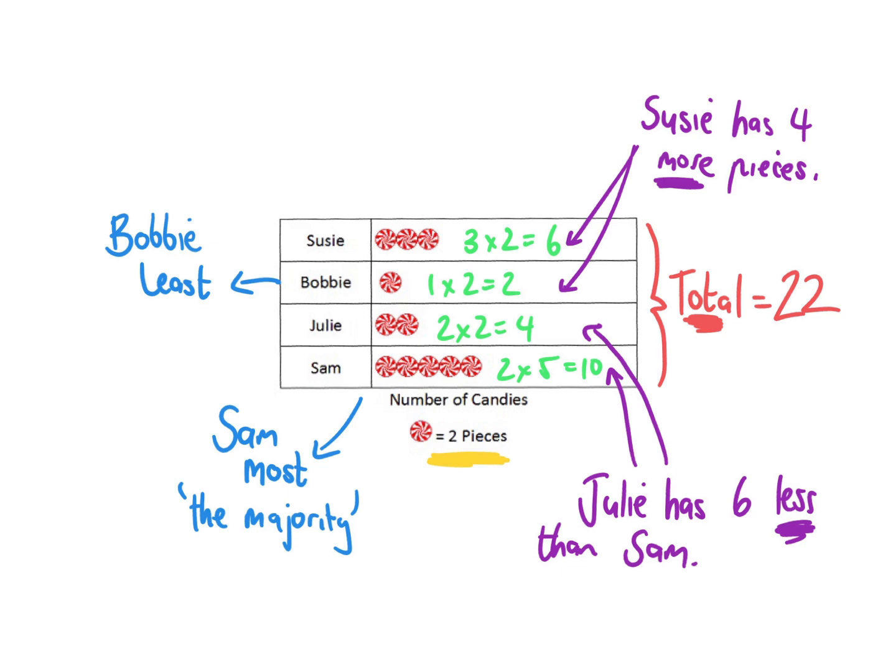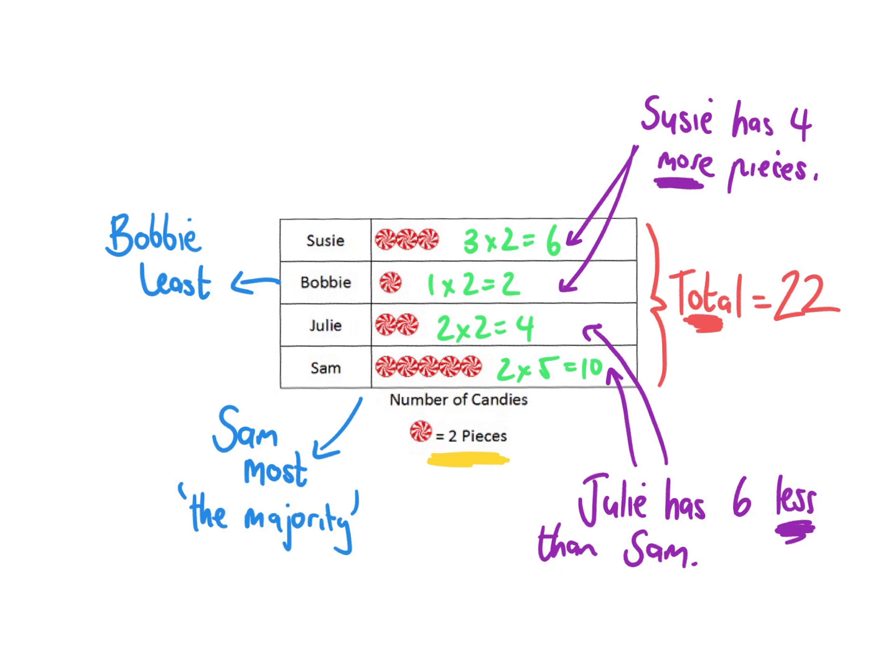We can see that Susie has 3 pieces of candy, so she has 6 all up. Bobby has 1 piece of candy, so he has 2 pieces of candy. Julie has 2 pieces of candy, so she must have 4 pieces of candy, because each piece of candy, remember, is worth 2 pieces. We can see that Sam has 5 pieces of candy, so he must have 10 all together.